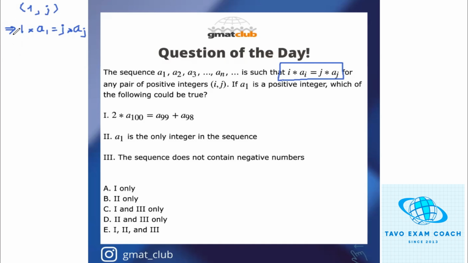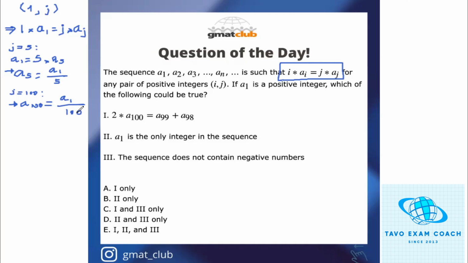So based on this definition, for example, if j equals 5, then it would be true that a sub 1 equals 5 multiplied by a sub 5. So it would follow that a sub 5, the fifth term in the sequence, would be a1 divided by 5. Similarly, if j were any other positive integer, such as 100, then from the same logic, a1 would be 100 times a sub 100. And therefore, a sub 100 would equal a sub 1 over 100, and so on.